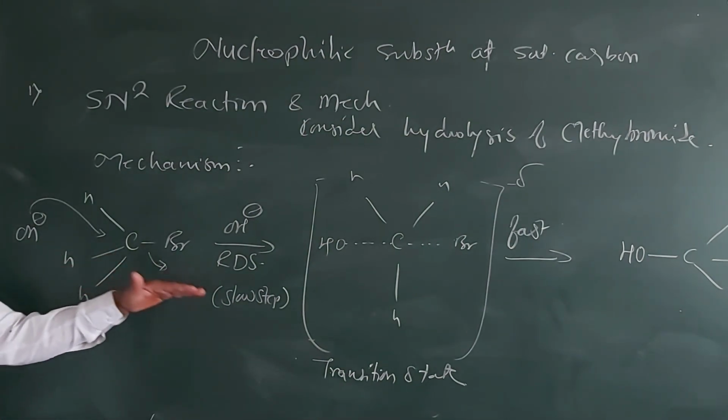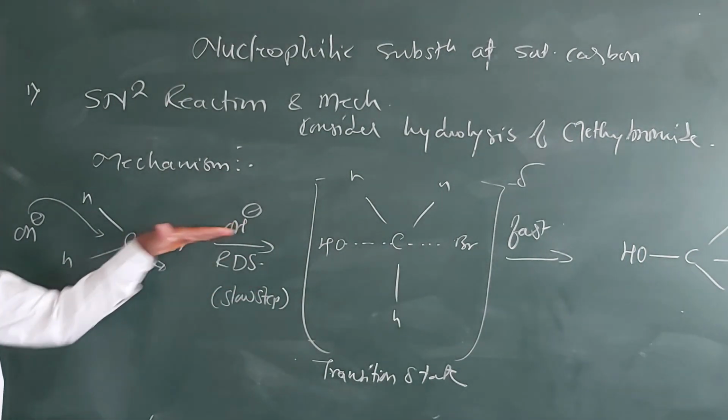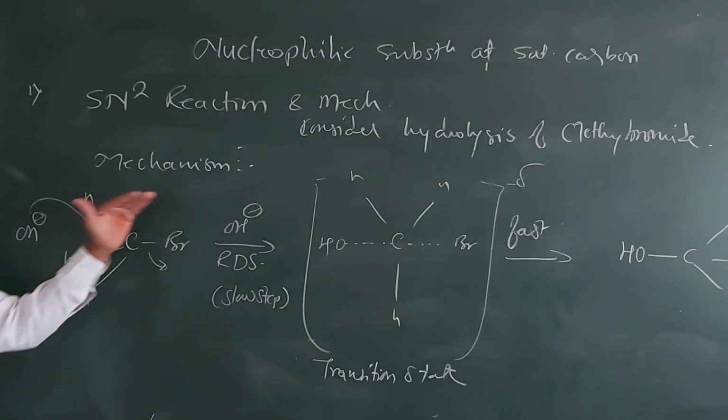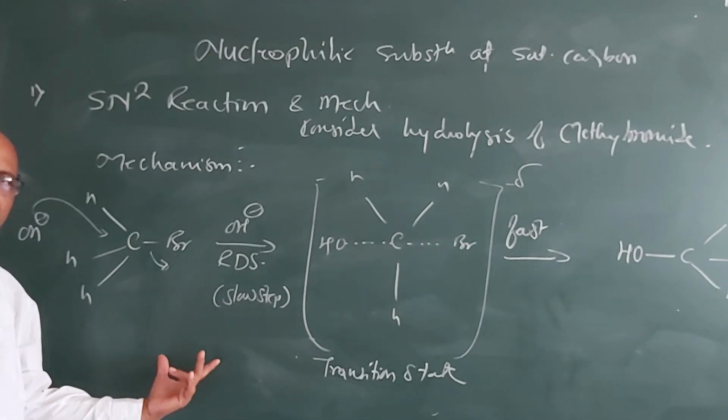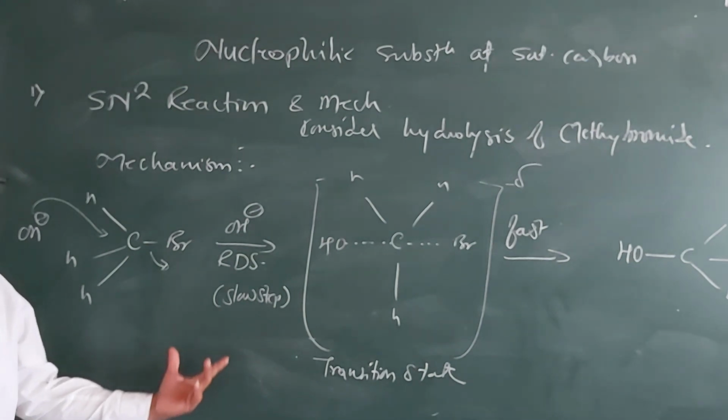In the first step, that is the slow step, the rate determining step, two molecules are involved, that is the substrate and the nucleophile. That's why the reaction is termed as substitution nucleophilic bimolecular.